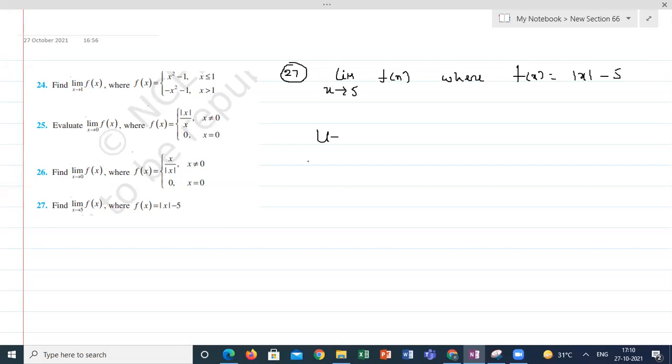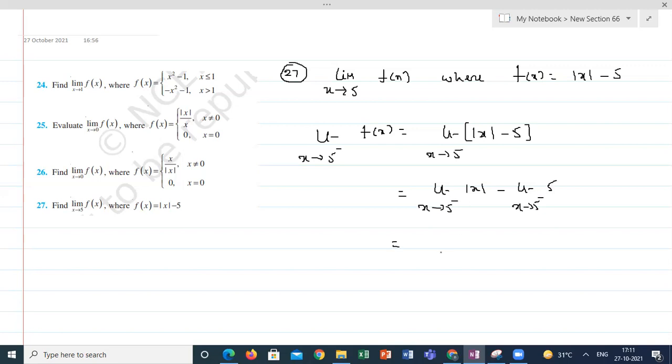I'm taking the left hand limit. Limit x tends to 5 minus f of x, so limit x tends to 5 minus modulus of x minus 5. You can take the limit separately. According to the algebra of limits, I can say limit x tends to 5 minus of mod x minus limit x tends to 5 minus of 5. So this will be 5 minus constant, the limit of a constant is the constant, so the answer is 0.